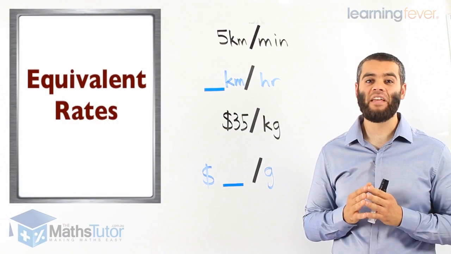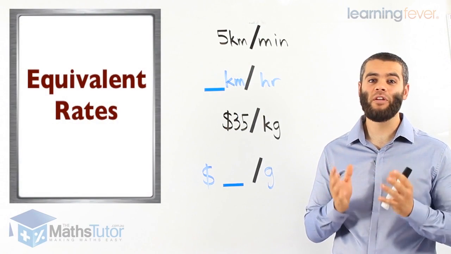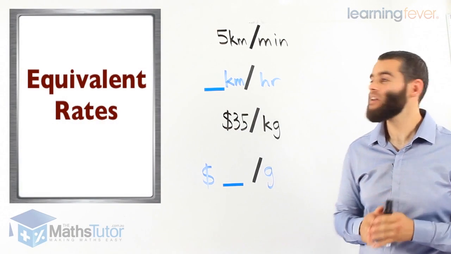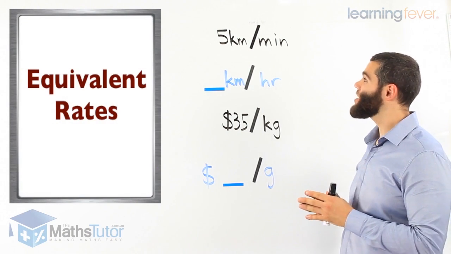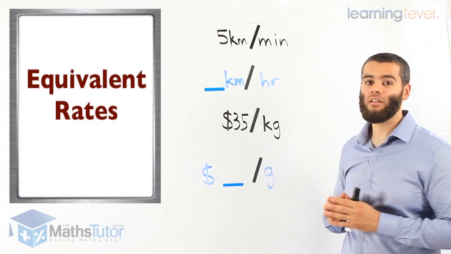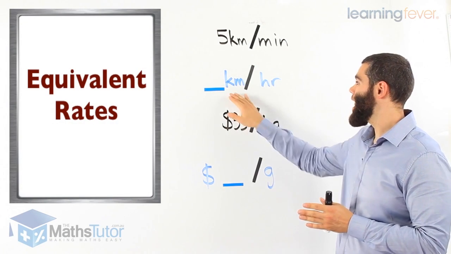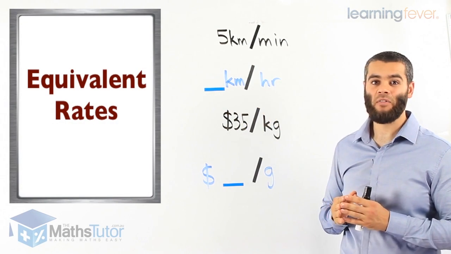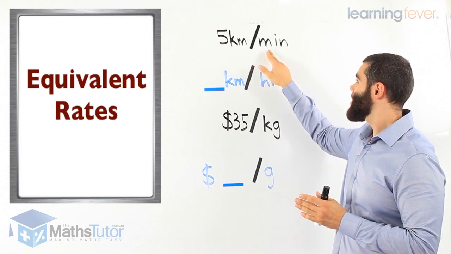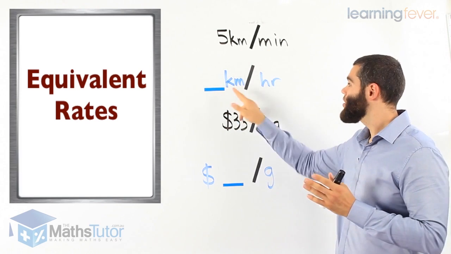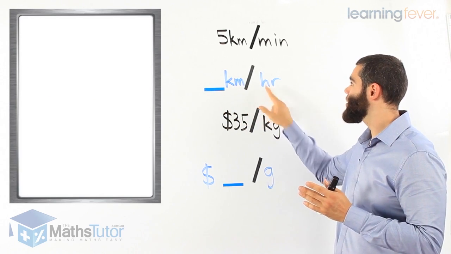I'm going to help you understand how to find equivalent rates. Let's get started. The first example says we have 5 kilometers every minute. We would like to know how many kilometers every hour. We know 5 kilometers every minute. We would like to know how many kilometers every hour.